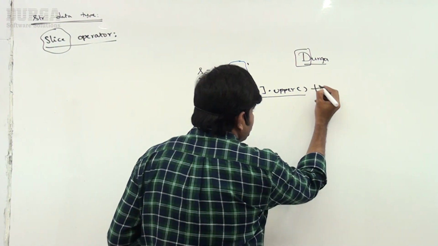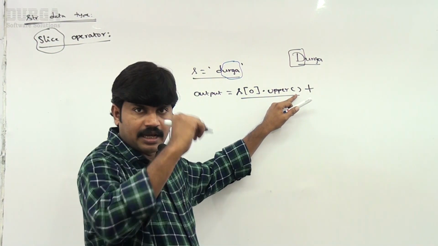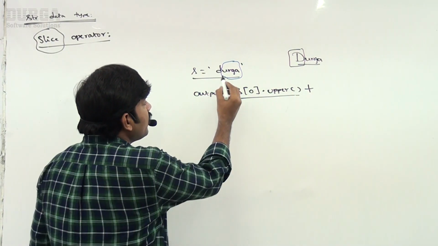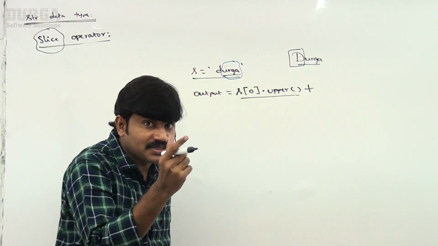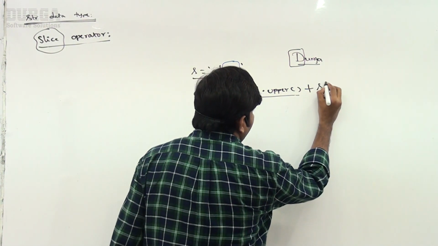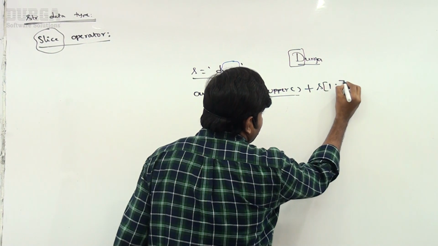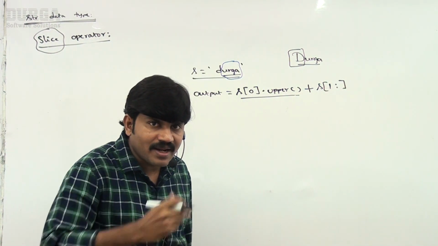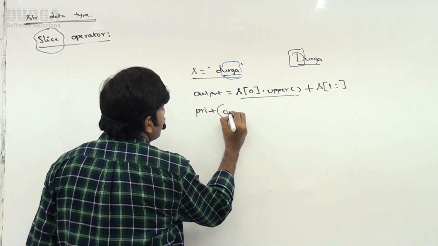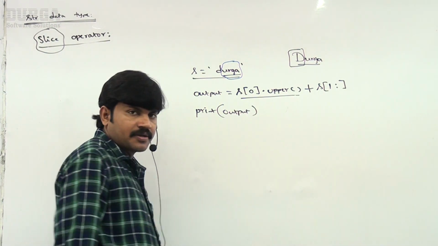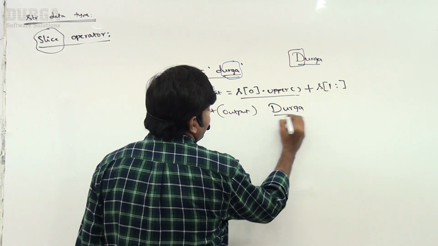So plus, the plus operator we can use between two strings. This is the first string, capital D, plus the remaining. How do we represent the remaining part? It is the slice. So s of 1 colon end, like this. Now print output, sir. What output are we going to get? We expect capital D and then urga.